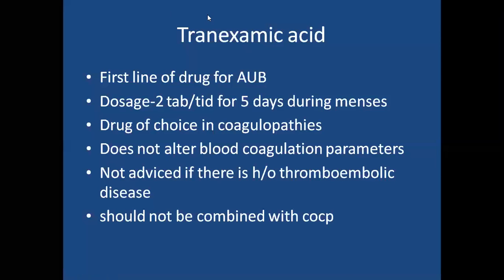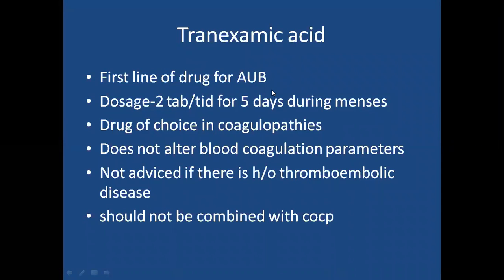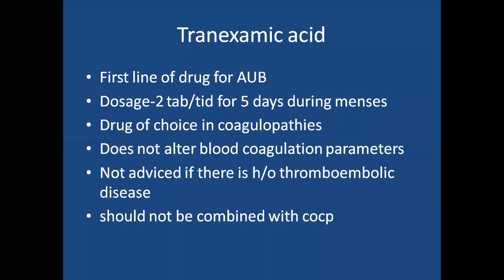So tranexamic acid is the first line drug for AUB. So in the gynec OP, usually for any case of AUB, first we prescribe tranexamic acid. Remember this one. Then dosage is 2 tablets 3 times a day for 5 days. Not during periods, during bleeding she has to take.